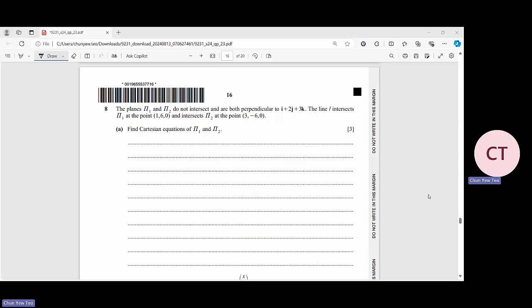Okay, now we take a look at question number 8. The planes pi 1 and pi 2 do not intersect and are both perpendicular to i plus 2j plus 3k. The line L intersects pi 1 at the point (1, 6, 0) and intersects pi 2 at the point (3, -6, 0). Find the Cartesian equations of pi 1 and pi 2.